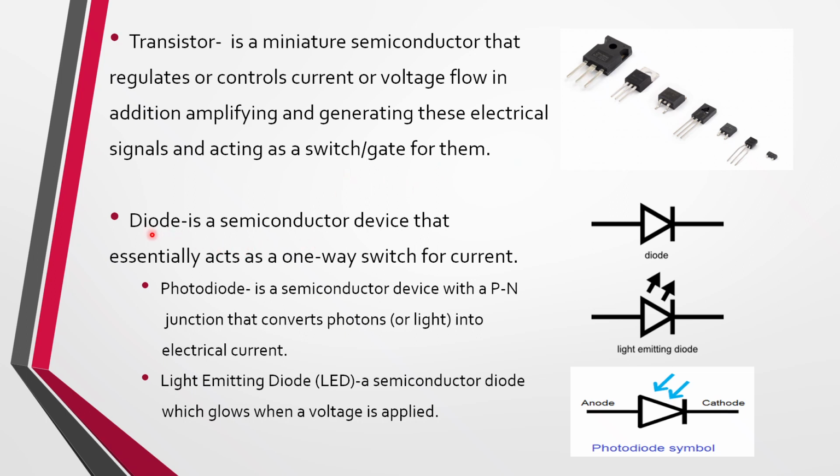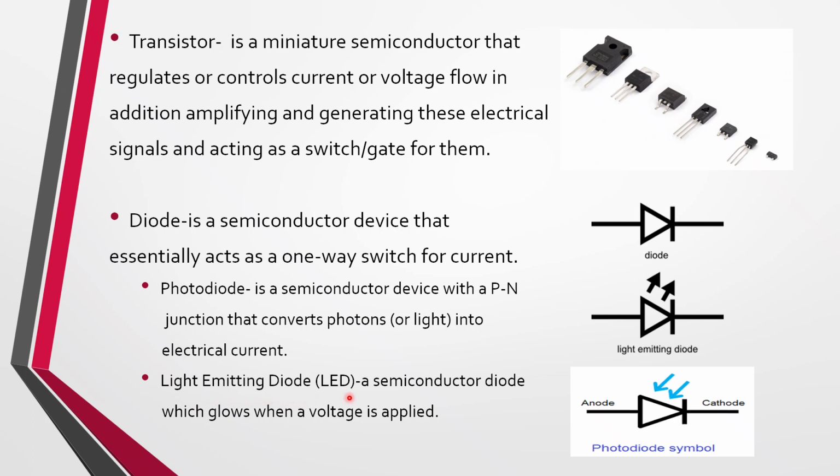A diode is a semiconductor device that essentially acts as a one-way switch for current, which would flow in this direction. This is the schematic for it. We already looked at the schematics for transistors earlier. The photodiode is a semiconductor device with a p-n junction that converts photons, or light, into electric current. So a photodiode is a type of diode, and light can come into it, and then it sends out an electric current. So it can detect light and sends out electric current.